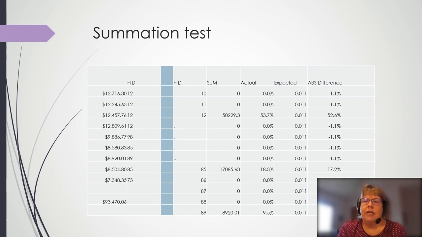We compare that to the expected amount. So the expected amount for any single digit is 1.1%, and then we take the absolute difference here. So it's very similar to what we were doing with Benford's. What we're trying to do is look for large absolute value differences. Of course, we can also chart this, and we are looking for peaks as well that are significantly higher.